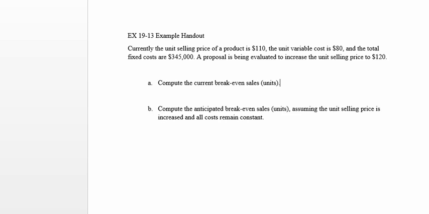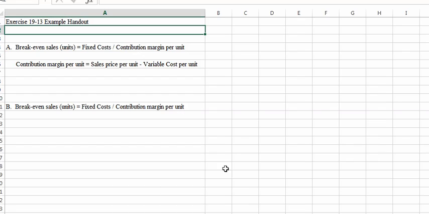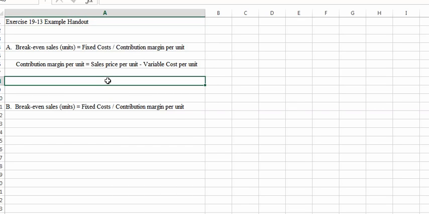So we'll go to our formula. I've included those for you on the example template here. Break even sales in units is equal to fixed cost divided by contribution margin per unit. And these formulas are on your notes and formulas for chapter 19 on that Excel page as well. But your contribution margin per unit is sales price per unit minus variable cost per unit.